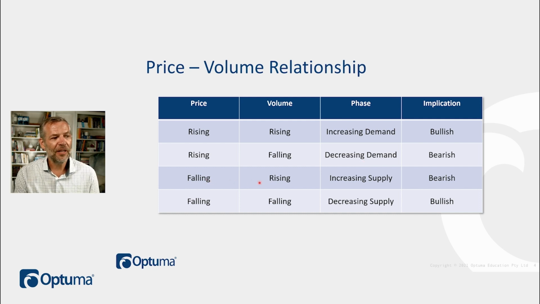Price falling, but volume rising. Then we have increasing supply. Anytime volume rises, it confirms the trend. Because prices were already falling, it continues to be a bearish sign for that security. And then if they're both falling, then it's decreasing supply, and that's actually a bullish sign. We may be nearing the bottom of a correction or the bottom of a downtrend there.